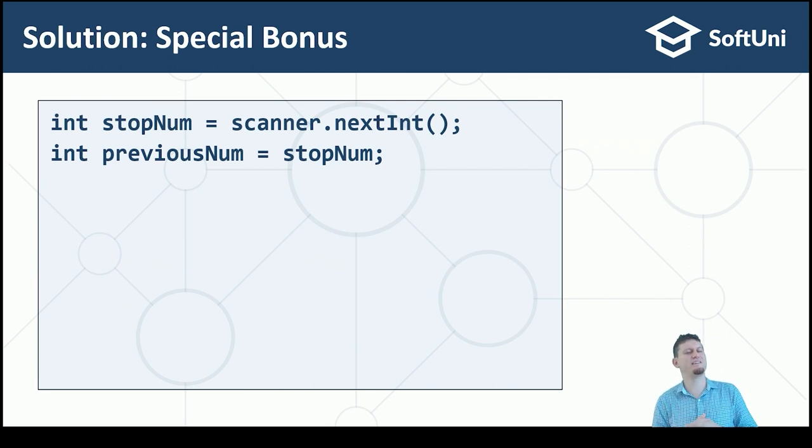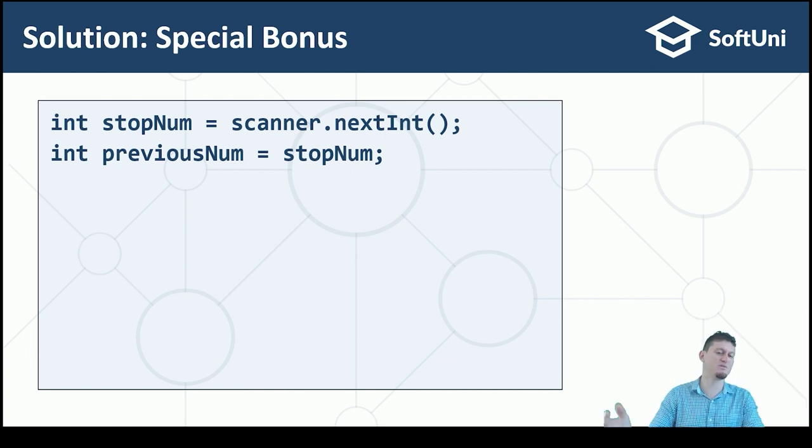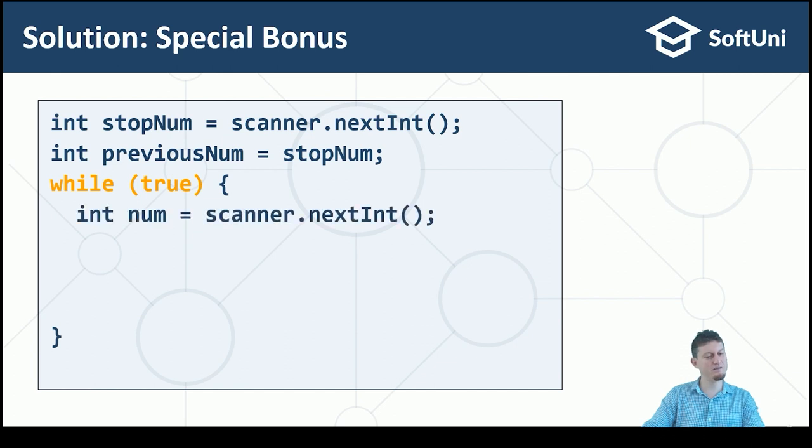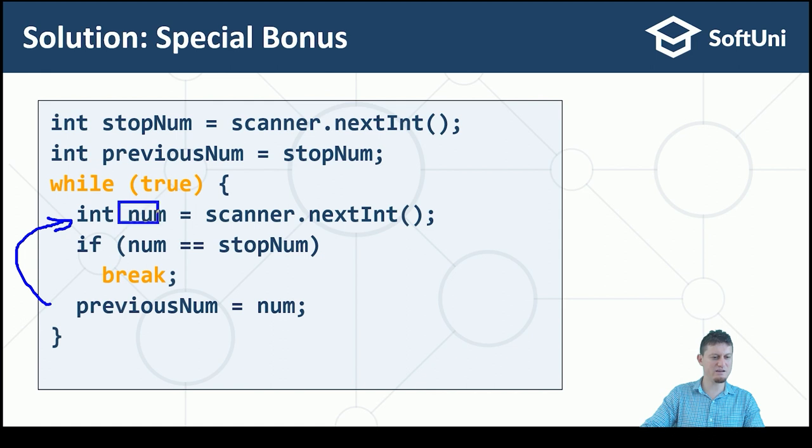So let's see the solution I had in mind before the start of the lesson. I read the stop number. This is by problem definition. I remember the previous number, which initially is this stop number because I don't have any other. So I read the next number, and the previous is obviously the number before that, the stop number. Now, if it is the stop number, I should stop and print the previous number increased by 20%. And now I change the previous number with the current number because after that I read the next number.